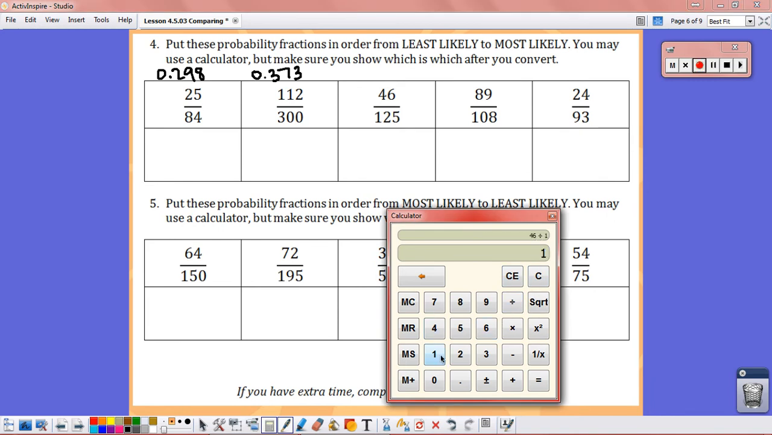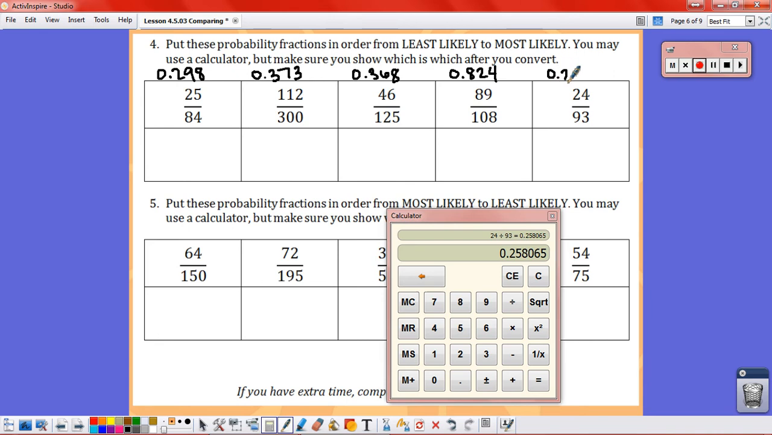46 divided by 125 is 0.368. 89 divided by 108, 0.824 has a 0 behind it, so we keep the 4, let the rest go. And 24 divided by 93, 0.258, the 8 has a 0 behind it, so we keep the 8, let the rest go.